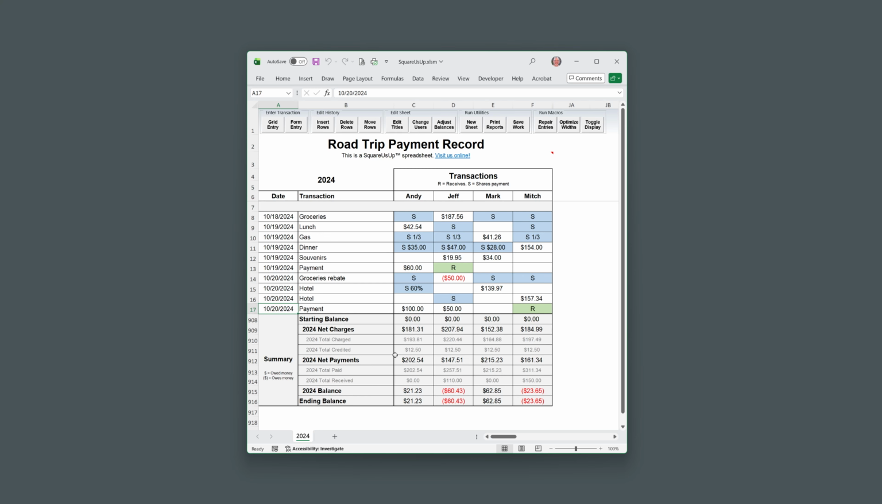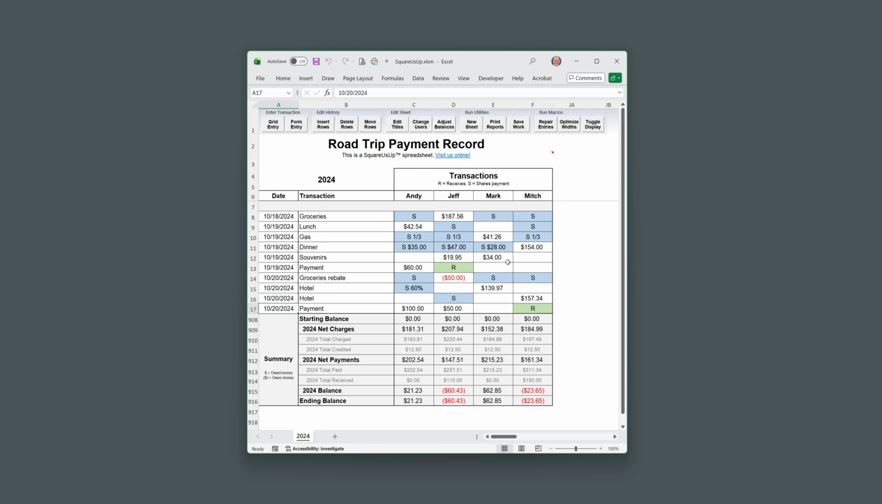If this all made sense, you're pretty much a SquareUsUp expert already. We didn't look closely at the summary section, but as we entered transactions, everything was updated automatically. We can see what each person was charged over the course of the spreadsheet, what each person paid out of pocket over the course of the spreadsheet, and of course, what their current balance is. And it's important to understand these balances will always add up to exactly 0.